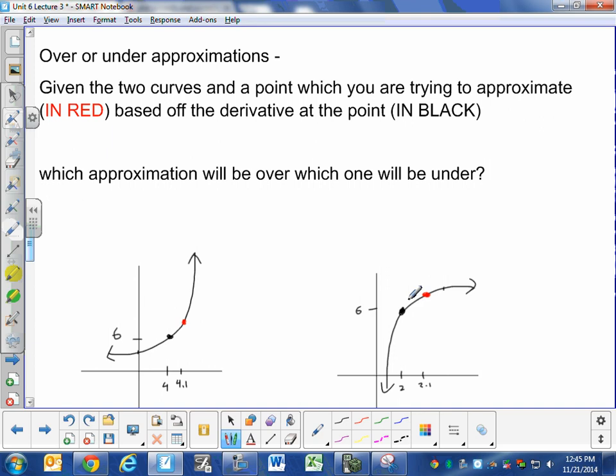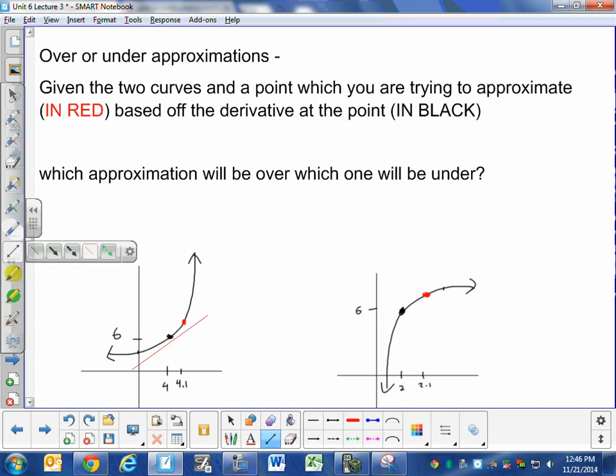The question is, when using these tangent lines, which one will produce an over approximation and which one will produce an under approximation? Think about that, everybody. Let's think about it. Is the one on the right an over approximation and the one on the left then an under approximation?